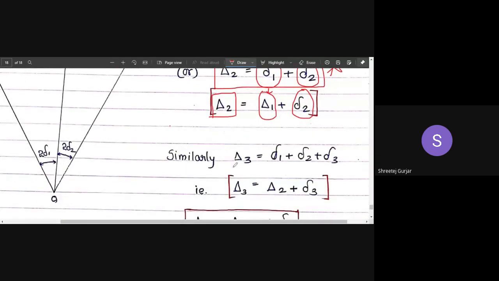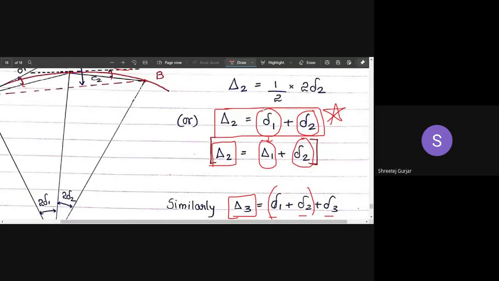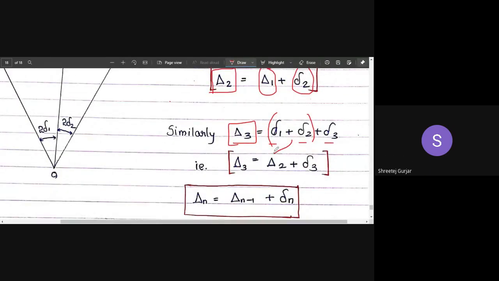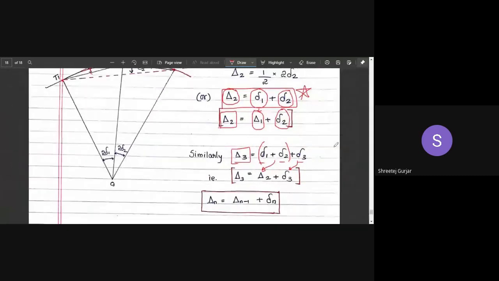Similarly for the third deflection angle, it is delta 1 plus delta 2 plus delta 3. That is a summation of all the tangential angles. Delta 1 plus delta 2 is nothing but your deflection angle 2. So instead of this, I have substituted deflection angle 2, and this delta T3 has come over here. Can you observe a pattern now? So yes, we have a pattern.